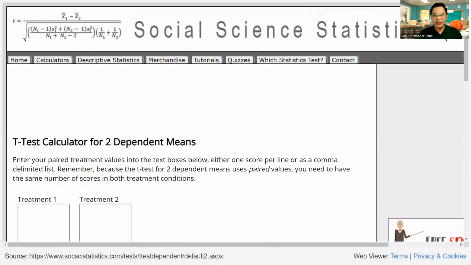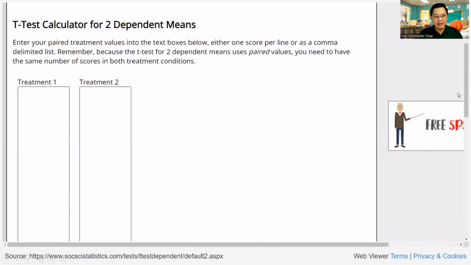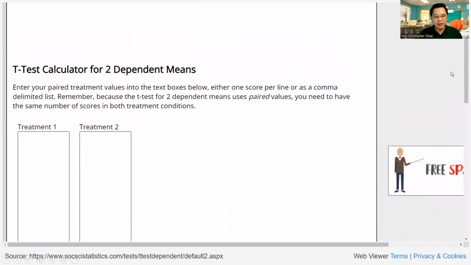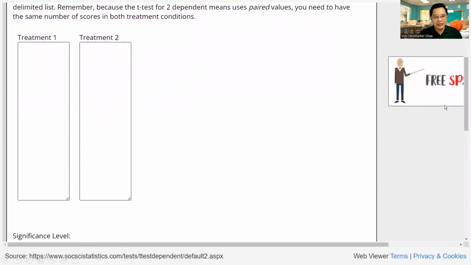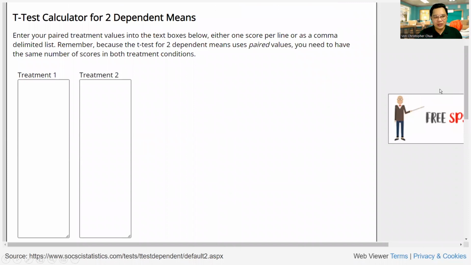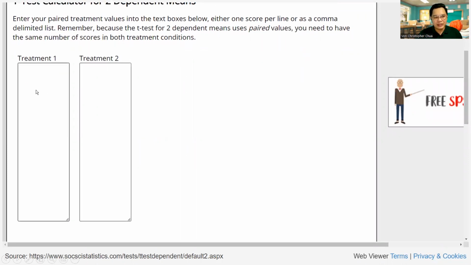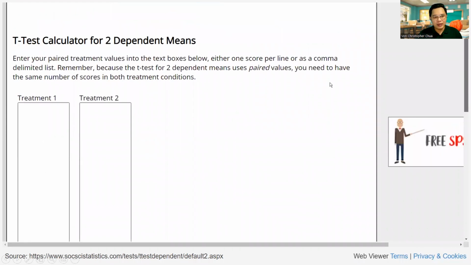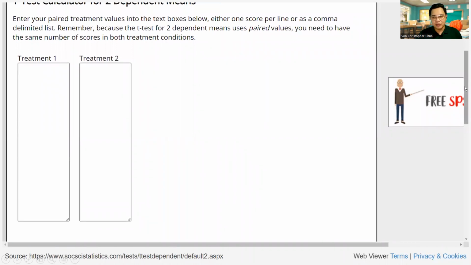Now, this is the online calculator provided by the Social Science Statistics website that we will use for the two dependent means. So what we're going to do here, if you notice, is that it has two spaces for two different treatments. We will just have to indicate the scores of the first treatment. And since we are comparing the after with the before, we will input all of the scores after in treatment 1 and all of the scores before in treatment number 2.